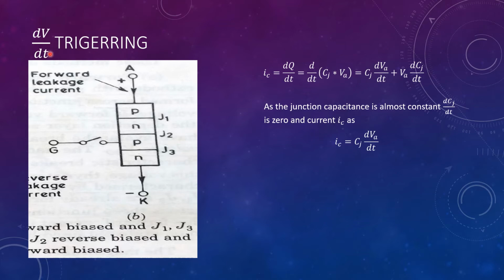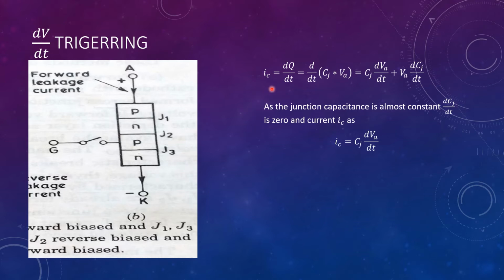The next method for triggering is called as dV by dt triggering. In dV by dt triggering, the anode is positive with respect to cathode and gate is open. Junction J1 and junction J3 are forward biased. Junction J2 is reverse biased. Depletion layer is formed at junction J2. Depletion layer formed at junction J2 acts like a dielectric. Therefore, junction J2 behaves like a capacitance.